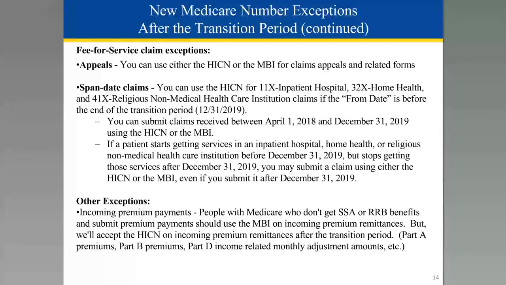A few more situations where either number can be used. We will always accept premium payments from a beneficiary with either number. And if a person begins medical treatment during the transition period and presents their HICN, and they don't end their medical treatment until 2020, these are known as span date claims, then yes, you can submit a claim with that HICN. And reporting, both incoming and outgoing, can have both Medicare numbers after December 31st, 2019. Apologies. Next slide, please.